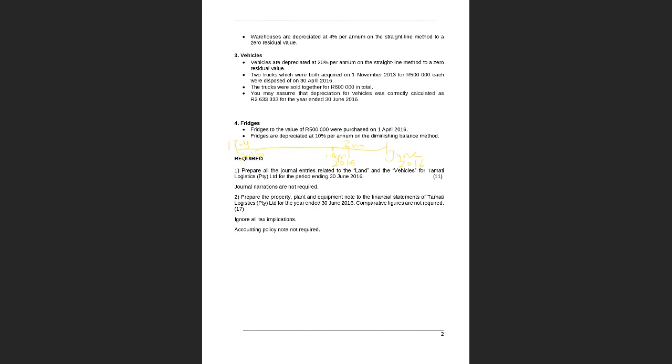I'm saying that if we look at the beginning of this year, the 1st of July 2015, the balances were given to us. So that 2.4 million accumulated depreciation represents depreciation for 2.5 years. Okay, so I'm happy with that. Now we need to work out depreciation for the current year.